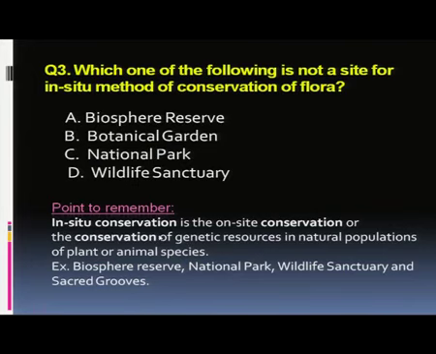In situ conservation is the on-the-site conservation, or the conservation of genetic resources in natural populations of plants or animal species. And the basic examples which comprise them are biosphere reserves, national parks, wildlife sanctuaries and sacred groves.